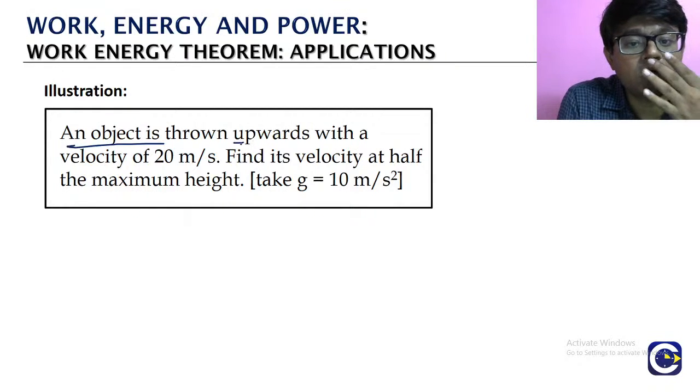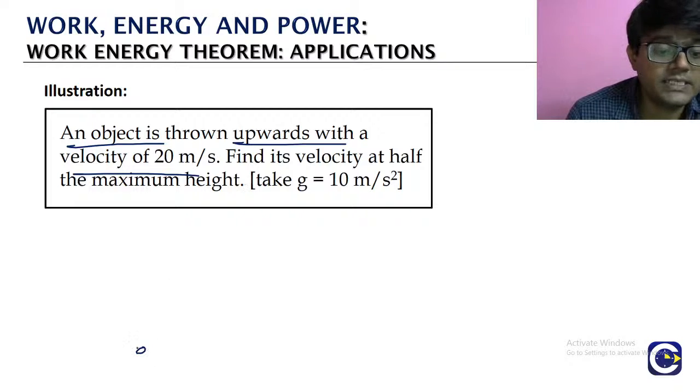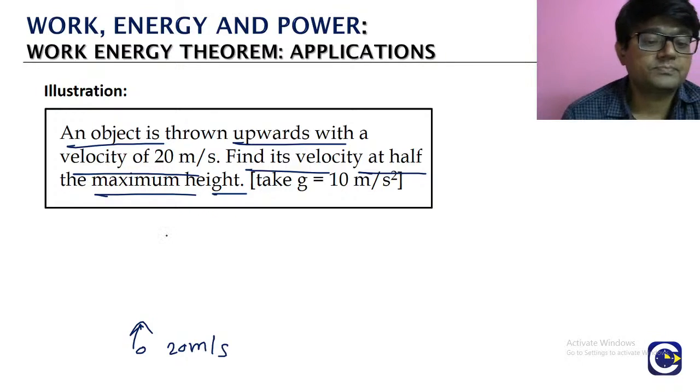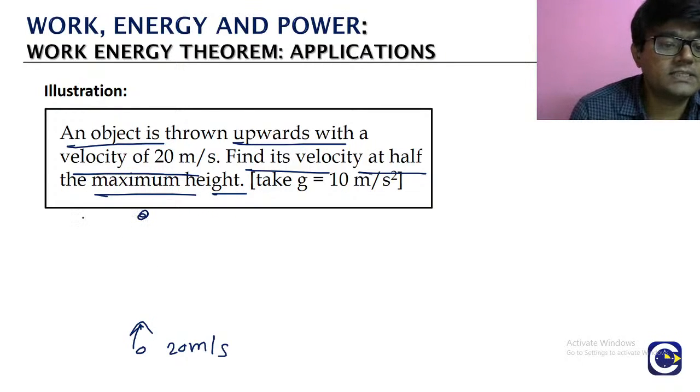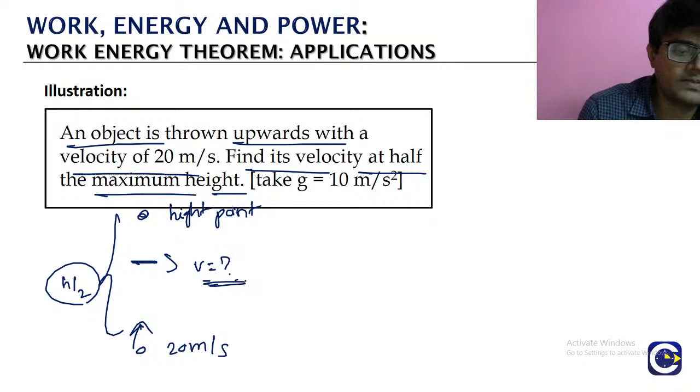An object is thrown upwards with a velocity of 20 meter per second. What is the initial velocity? 20 meter per second. Find its velocity at half the maximum height. So பாருங்க, this is the highest point வெச்சுக்கோங்க. This is the highest point. அவங்க என்ன கேக்கறாங்க, at half the maximum height. At h by 2, what is the velocity?